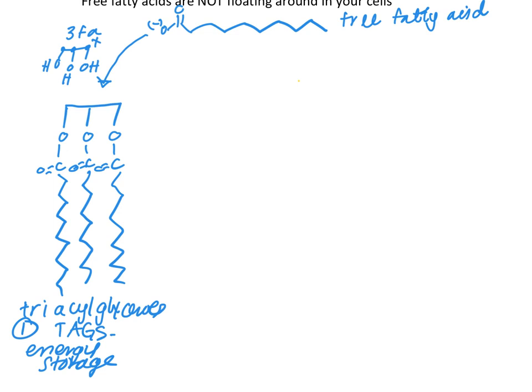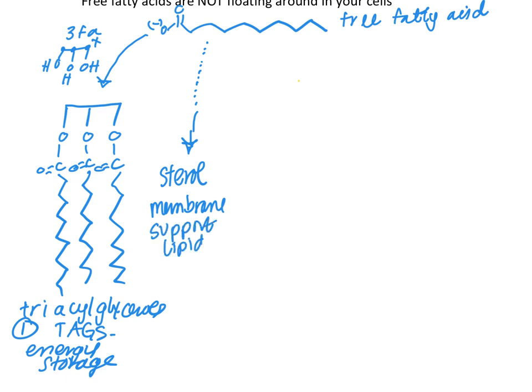Okay. Then the next one is if you take the free fatty acid and you sort of break it down and then you build it back up again, you get a lipid molecule that's called a sterol. And sterols are membrane support lipids. So this is another category of lipid. So we've got TAGs, sterols.